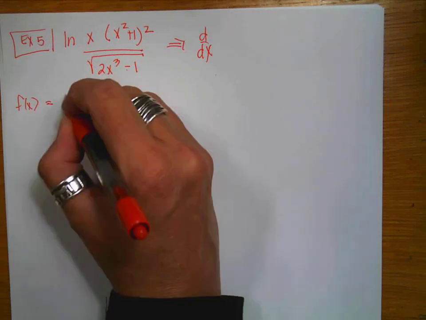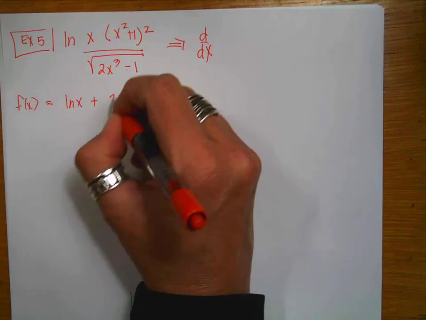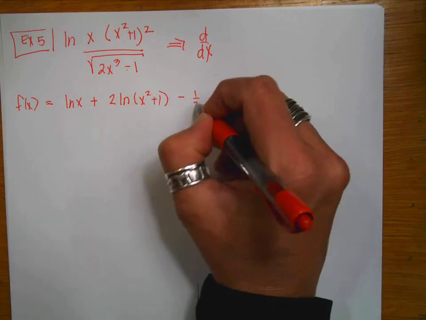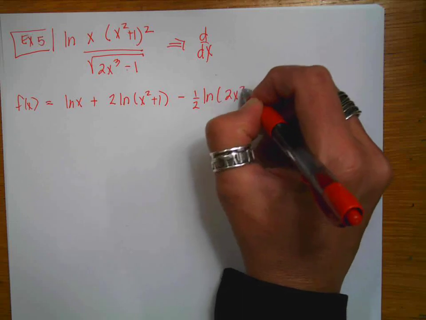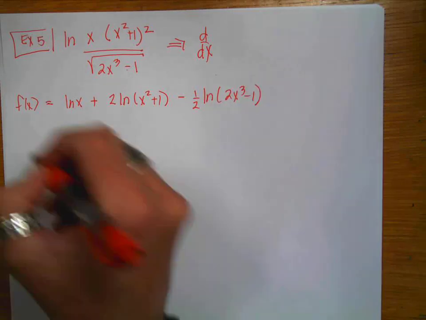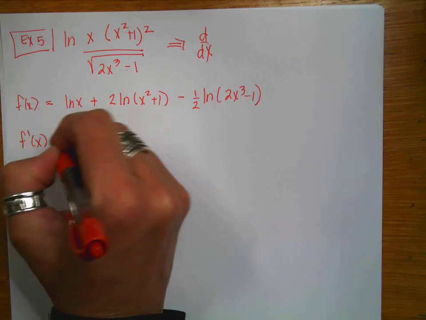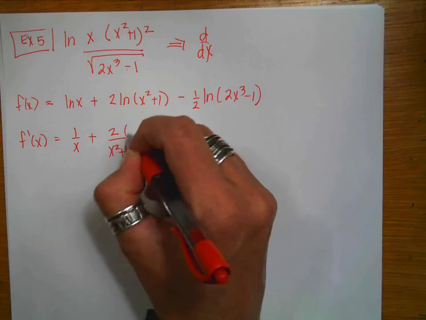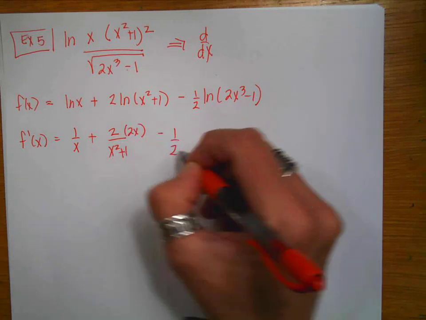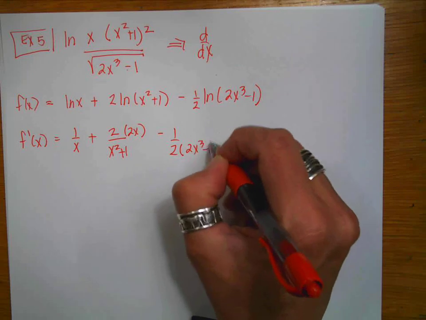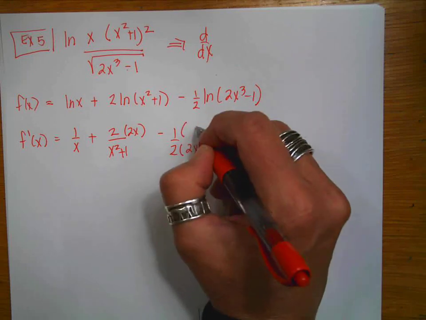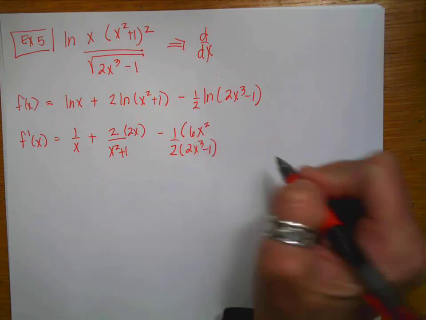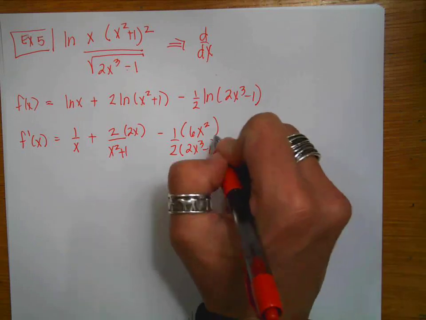And so I'm going to say that f of x is equal to the natural log of x plus 2 natural log x squared plus 1 minus 1/2 natural log 2x cubed minus 1. And now if I want to find f prime of x, it's going to be 1 over x plus 2 over x squared plus 1 times 2x minus 1/2 times 2x cubed minus 1 times the derivative of the inside, and I'm going to get 6x squared. I think, did I do my math right?